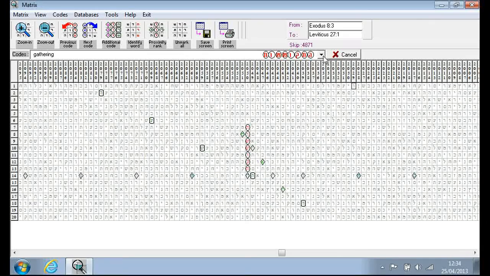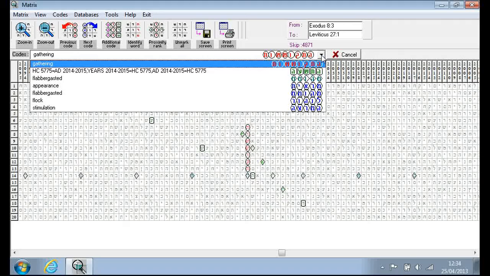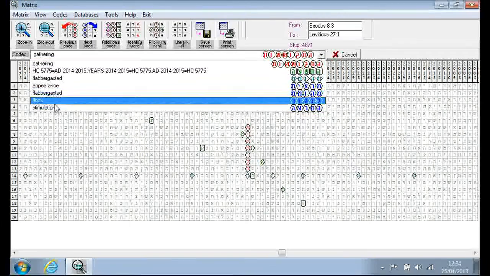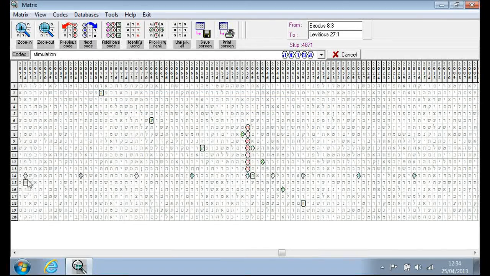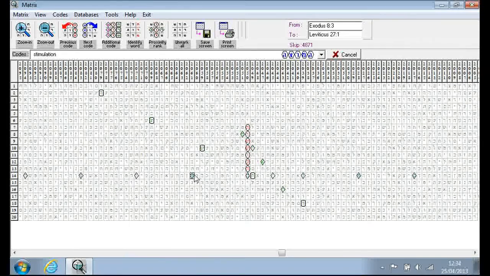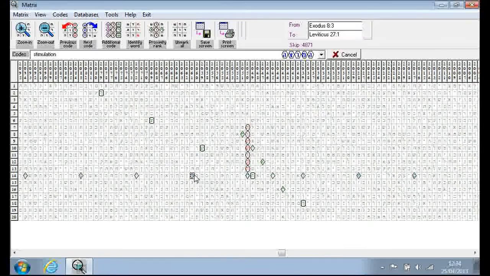overcome with surprise. This on the left here is stimulation. It's over here. That's it there. And that one also shares the axis term. Stimulation: to arouse to action. Rouse to action.